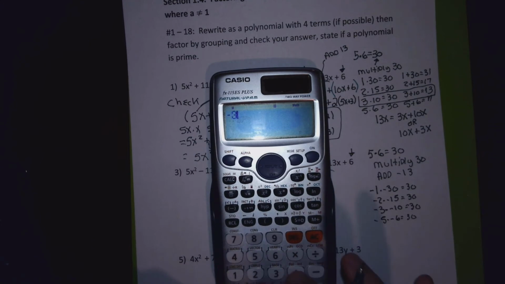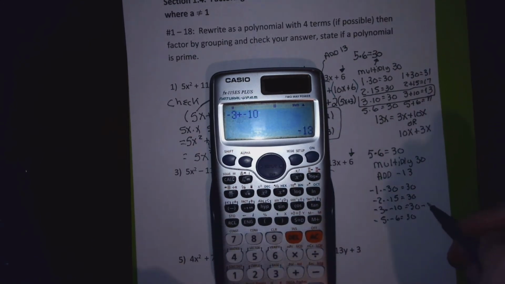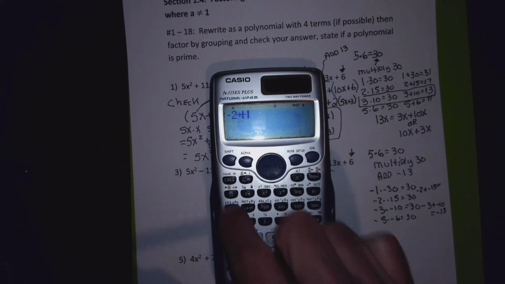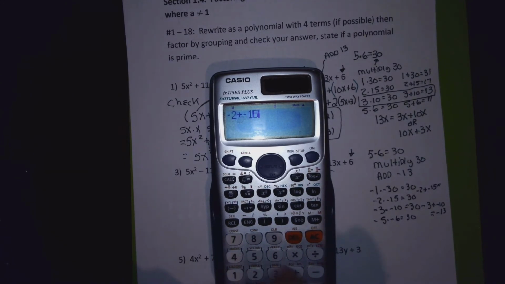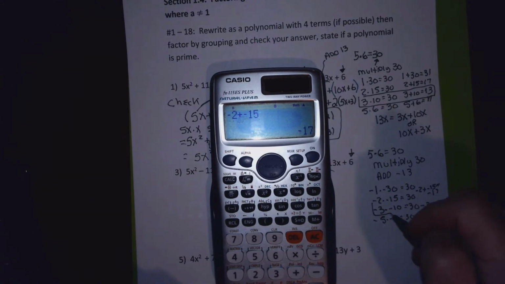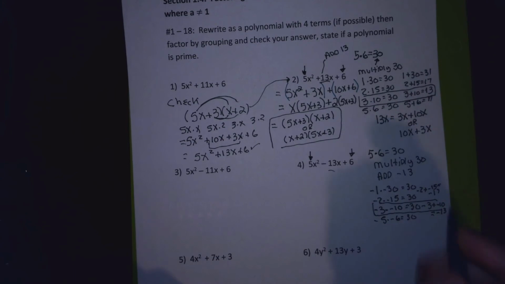The negative 3 plus negative 10, if you add those, those add to negative 13. That's the pair I'm going to need. The negative 2 and negative 15, it looks like there's a 13 there, but if you added those, negative 2 plus negative 15, those actually add to negative 17. That's not the pair I need. So I'm going to use the numbers negative 3 and negative 10 to rewrite the negative 13x.